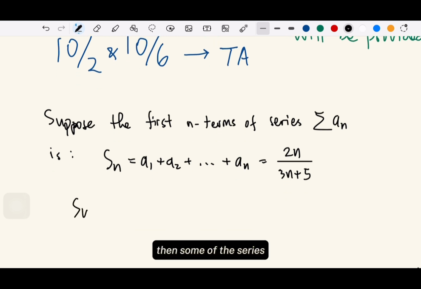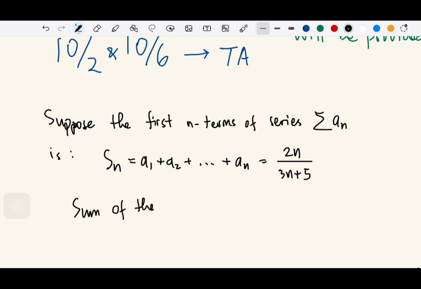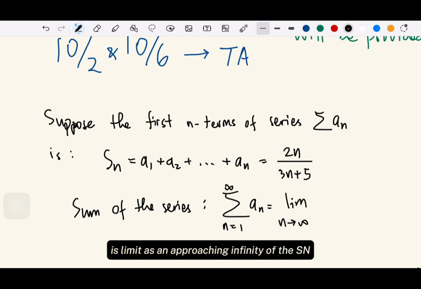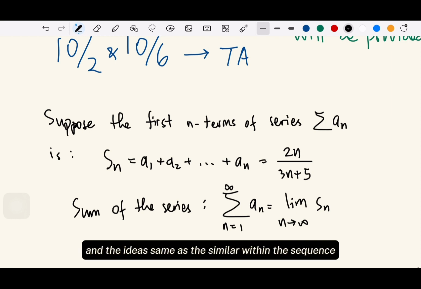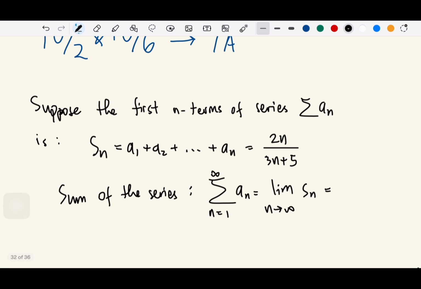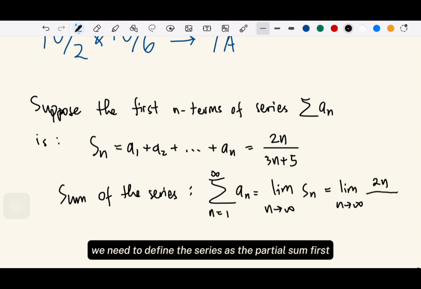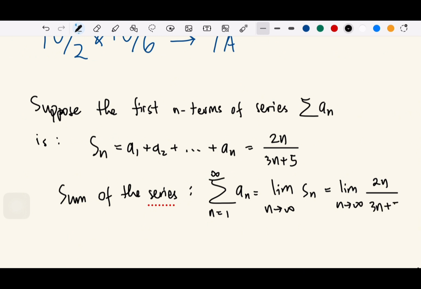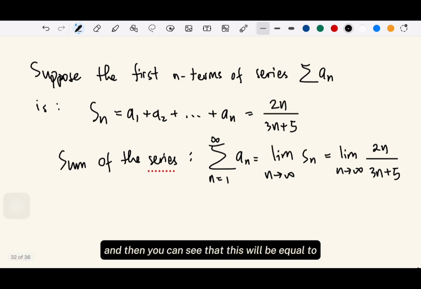Then the sum of the series is the limit as n approaches infinity of Sn. The idea is similar to the sequence. We need to define the series as the partial sum first, and then we can take the partial sum like a sequence. And then you can see that this will be equal to 2 over 3.